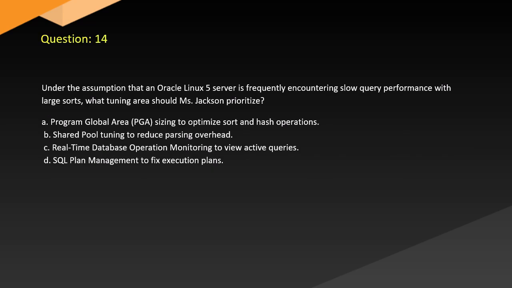Question 14. Under the assumption that an Oracle Linux 5 server is frequently encountering slow query performance with large sorts, what tuning area should Jackson prioritize? A. Program Global Area (PGA) sizing to optimize sort and hash operations. B. Shared pool tuning to reduce parsing overhead. C. Real-time database operation monitoring to view active queries. D. SQL plan management to fix execution plans.